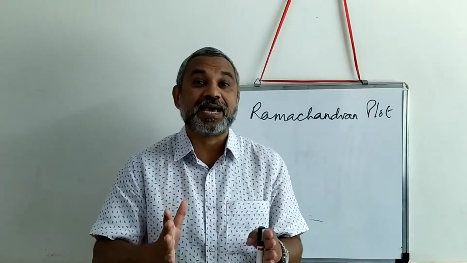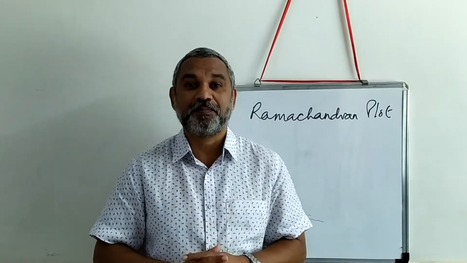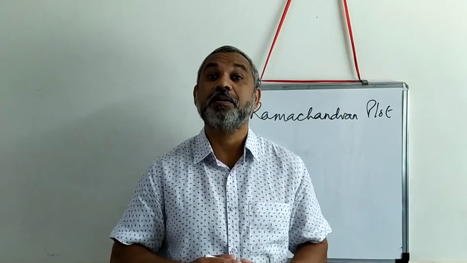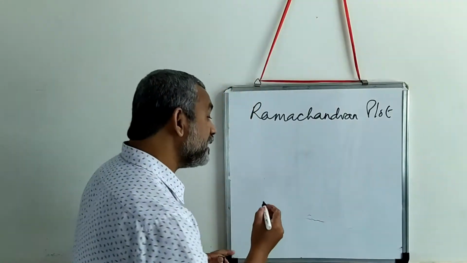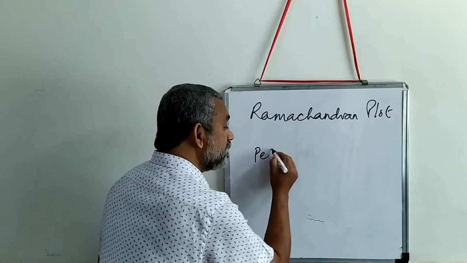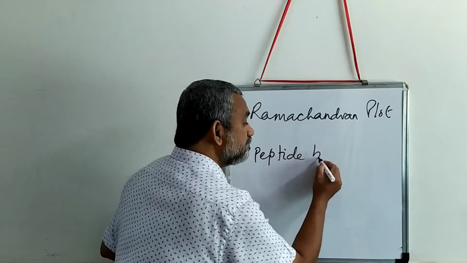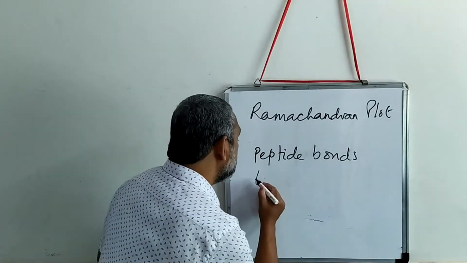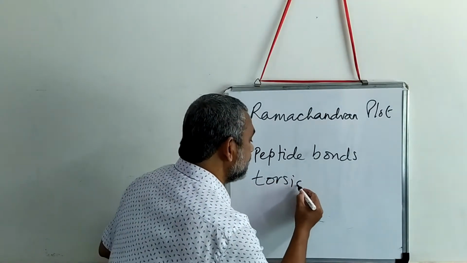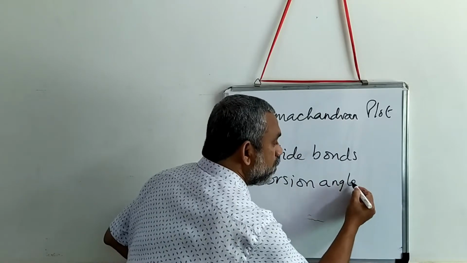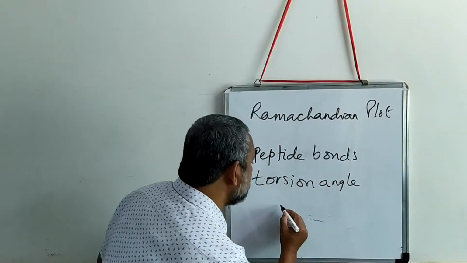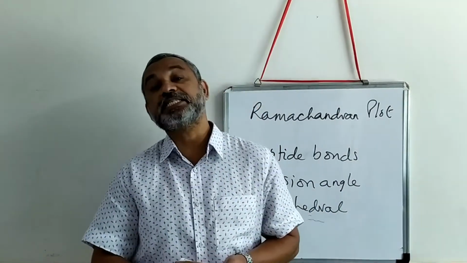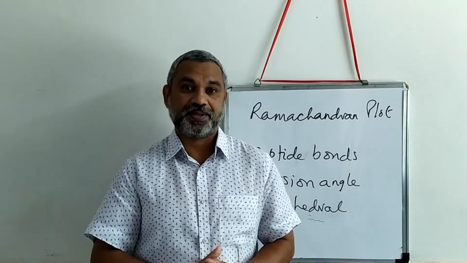In order to understand a Ramachandran plot, we need to look at two things. These are our prerequisites. We need to look at peptide bonds, and we also need to look at the torsion angle, which is also known as the dihedral angle. So these are our prerequisites.